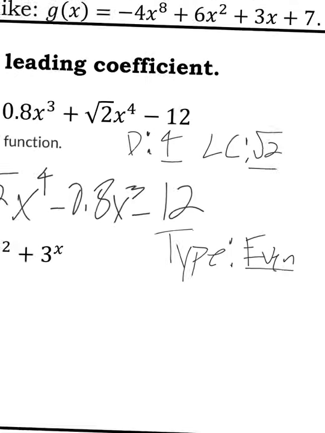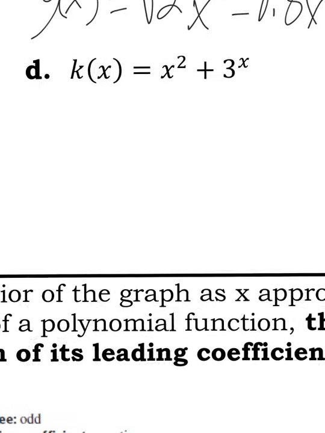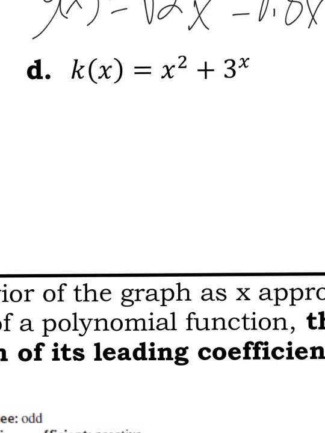All right? So yeah, there's everything on B. On D, this is not a polynomial function, because it has x as an exponent. So that's all you need to say on letter D. So let's move on to the next section of the notes.